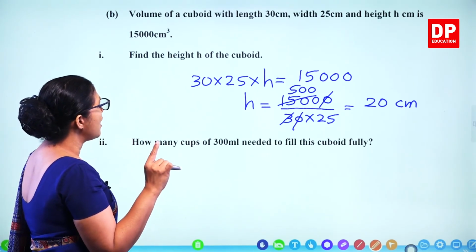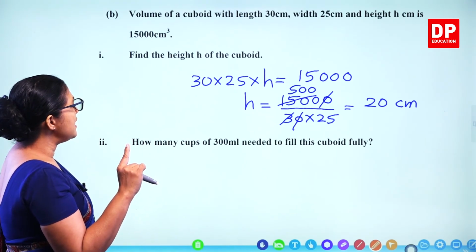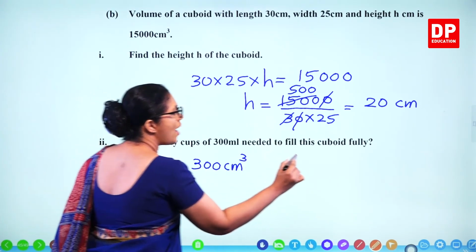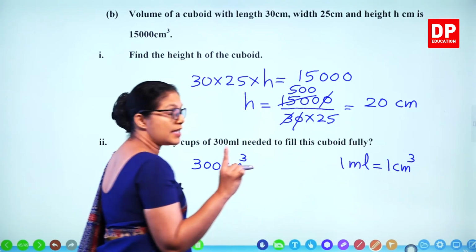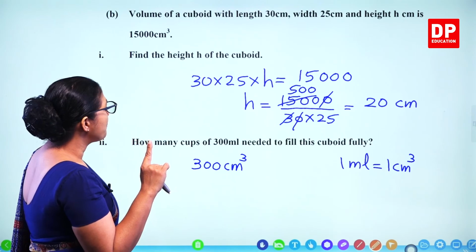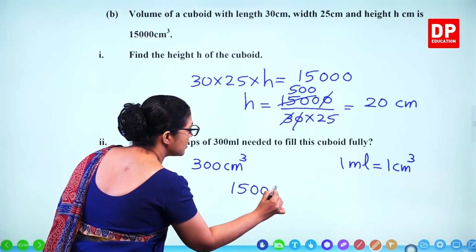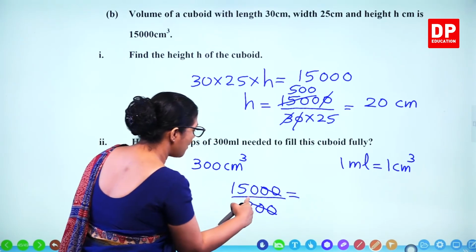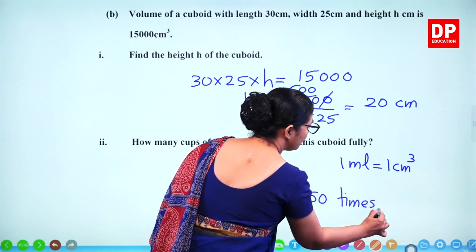How many cups of 300 milliliters are needed to fill this cuboid fully? 300 milliliters means 300 cubic centimeters, because 1 milliliter is the same as 1 cubic centimeter. So here 300 cubic centimeters is 1 cup. So how many times you have to fill? 15,000 divide by 300. 2 zeros get cancelled out. 150 divided by 3. 50 times you have to fill.